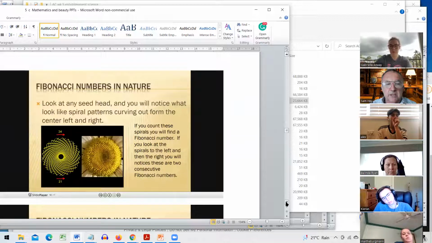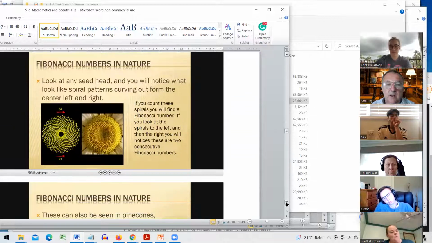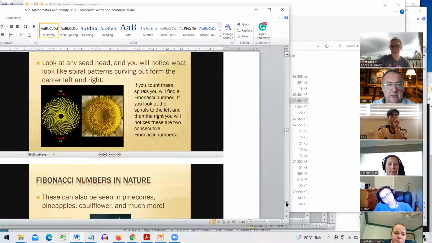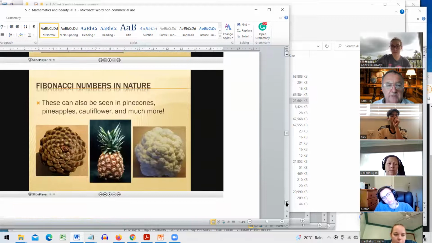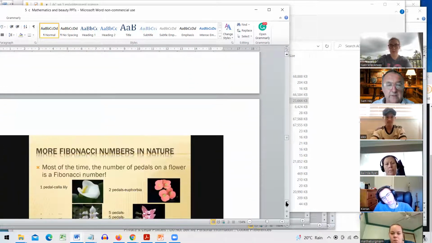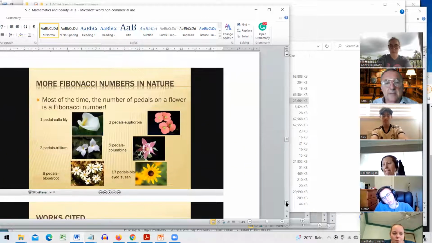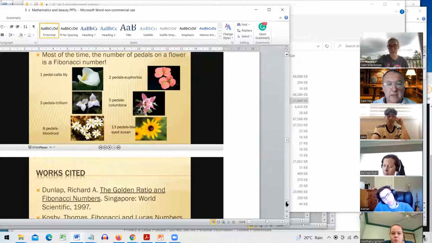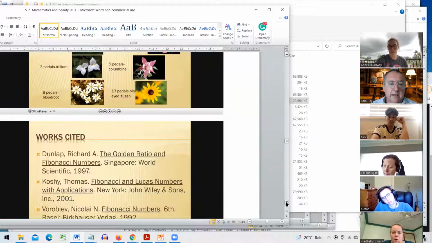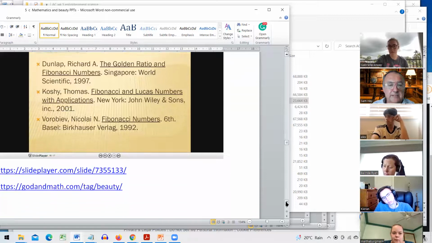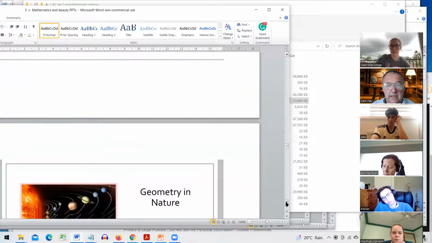Fibonacci numbers can be seen in the way flowers grow, as they keep adding similar numbers to what they had previously, and so they develop these beautiful spirals. Pineapples do the same, cauliflowers do the same, pine cones do the same. So you see the Fibonacci numbers, whether they be a one-petaled lily, two-petaled orchid, three-petaled trillium, five-petaled columbine, 8 petals, and so on. The Fibonacci numbers are quite frequent out there.